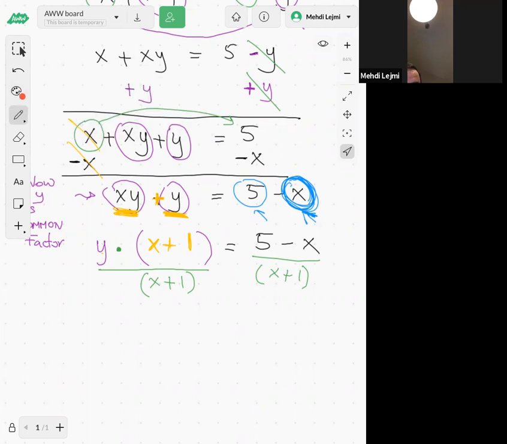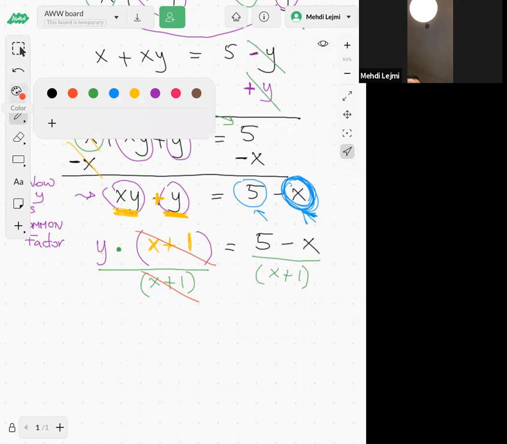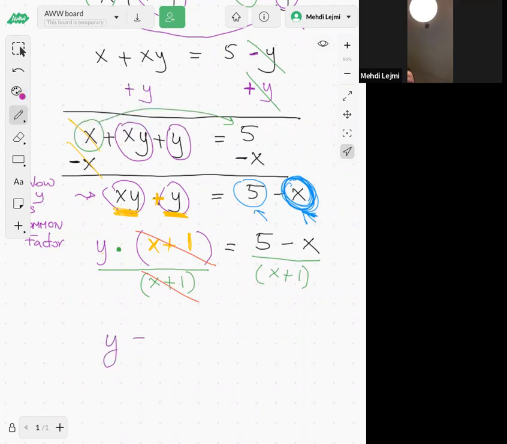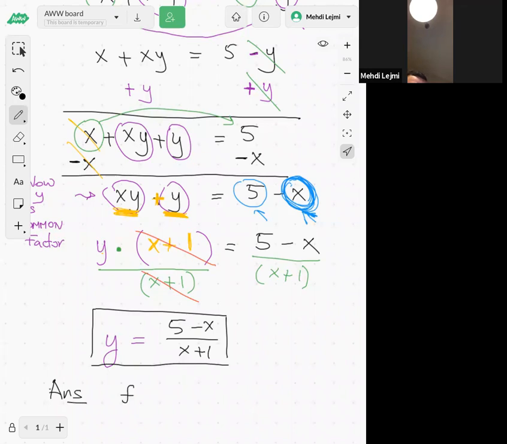So then this x plus 1 cancels out. So now it's just y on the left, equal to 5 minus x over x plus 1. Yes, Joel, absolutely. So that will be the answer. So my inverse function, f inverse, is actually equal to 5 minus x over x plus 1.